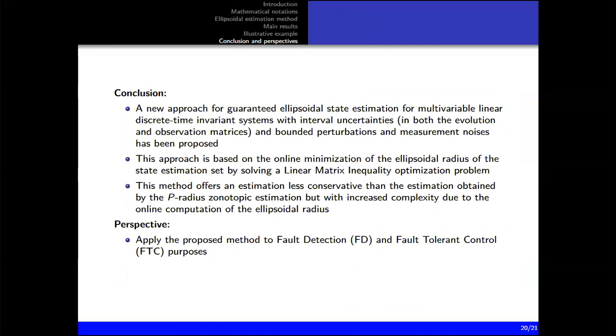As perspective, we can apply the proposed method to fault detection and fault-tolerant control purposes.